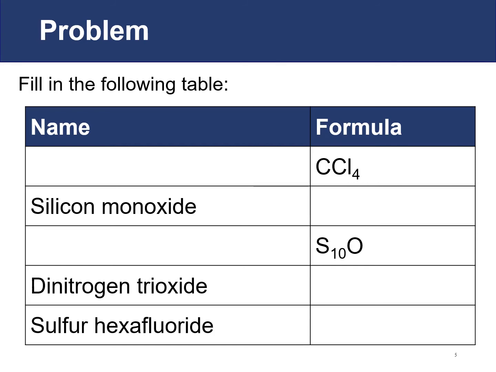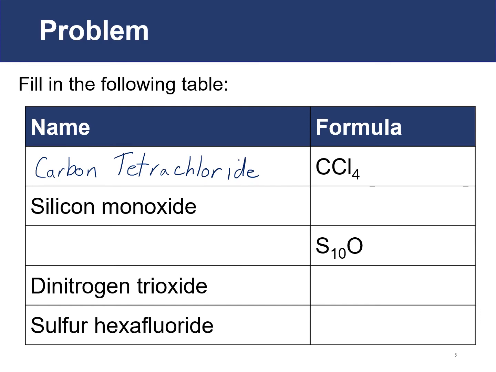So for the names of these, what we will first need to do is figure out how many of each one of our elements we have. We have 1 carbon, so we just call this carbon. And then we have 4 chlorine. So we would call that tetra, and then chloride. T-E-T-R-A, and then chloride. So chlorine, get rid of the ene and change it to I-D-E. Carbon tetrachloride.